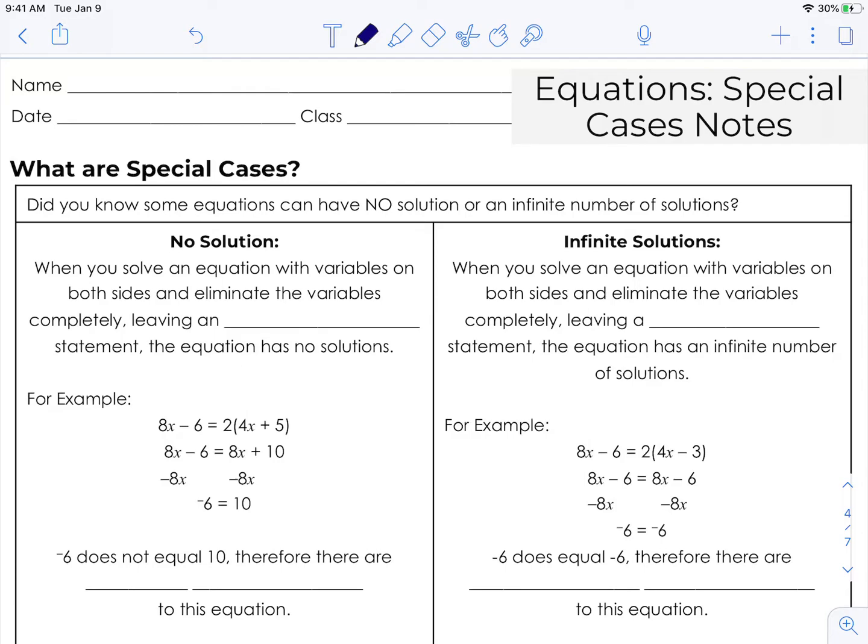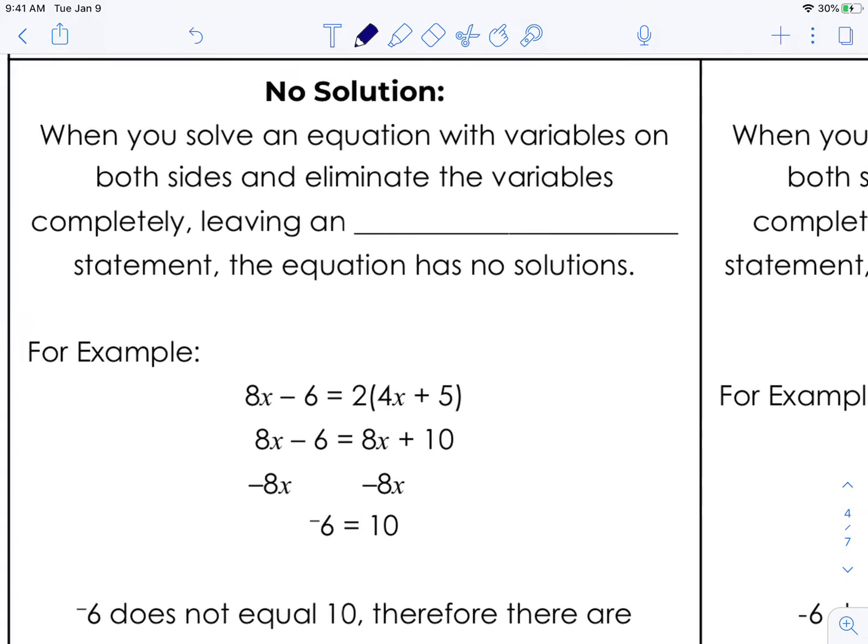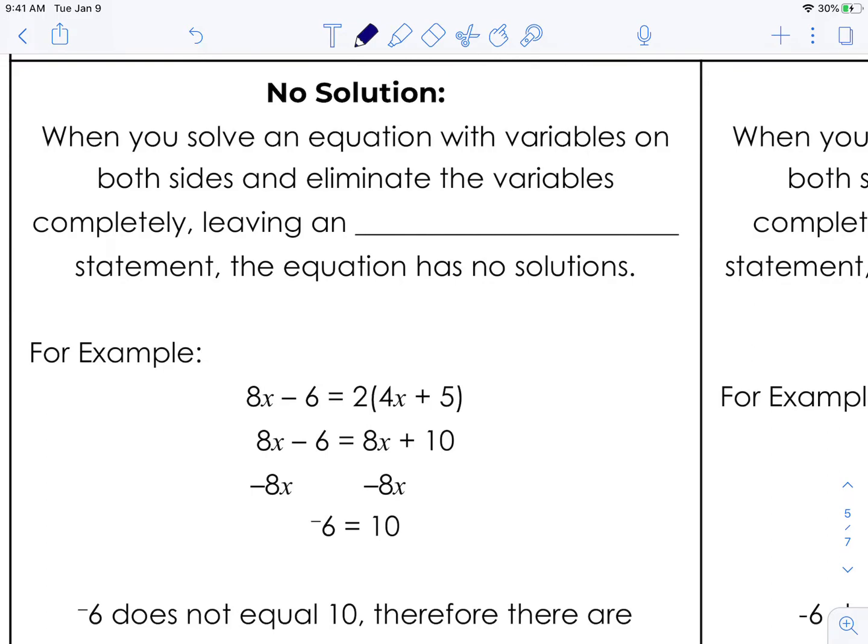Now, sometimes we have equations that are called special cases. And what are special cases? Special cases are equations that either have no solution or an infinite number of solutions. So let's look at no solution first. When you solve an equation with variables on both sides and you eliminate the variables completely, leaving an untrue statement, the equation has no solutions.